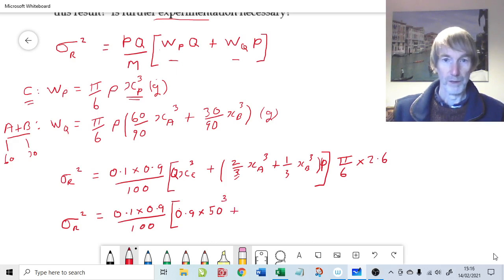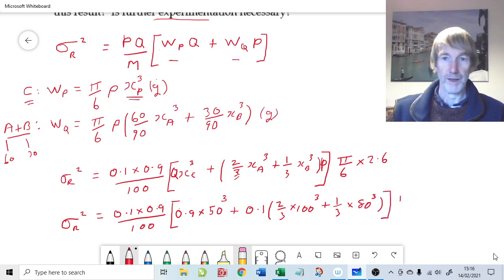And then we've got plus, I'll bring the 0.1 to the front here. That's the 0.1 for P. So then that is still 2/3 times particle size A, which was 100. So that's 2/3 times 100 cubed plus 1/3 times 80 cubed. 80 cubed. Okay.